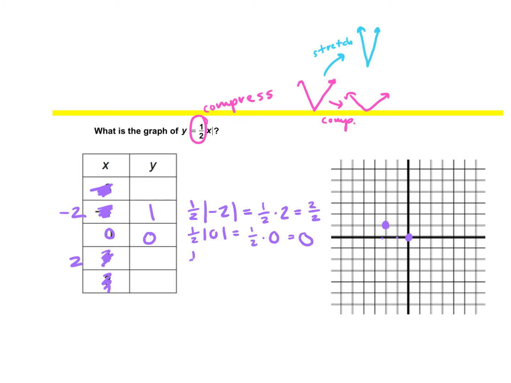And then I'm going to plug in 2. So I have 1/2 times the absolute value of 2, which is 1/2 times 2, which is 2 over 2, so that is 1. So I go to the right 2 and up to 1. And then I just connect my dots. So if you look at the graph from the first slide, or I guess slide number 2, that first example that we did, and this graph, it's the same shape, but it's just shorter and chunkier. It was just compressed down. So it's that same shape as the first graph, just compressed.